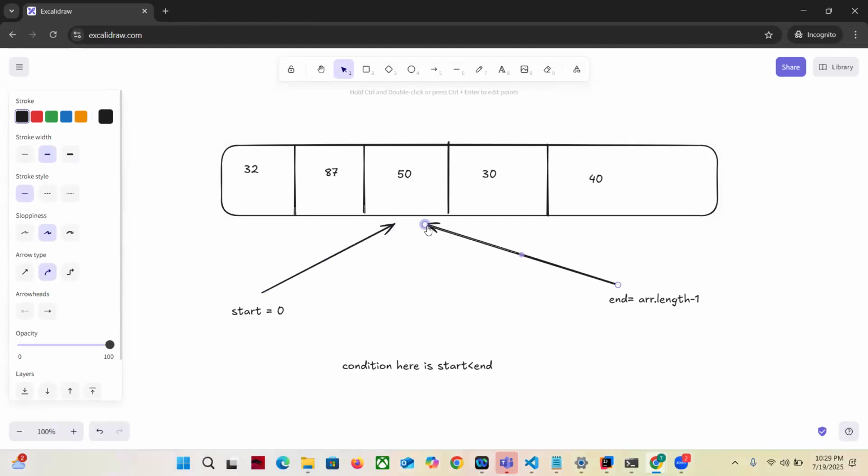Whatever the pointers are, we are marking two points like two sticks. Based on that, what I have to do is move my pointers until it satisfies the conditions. Clear?